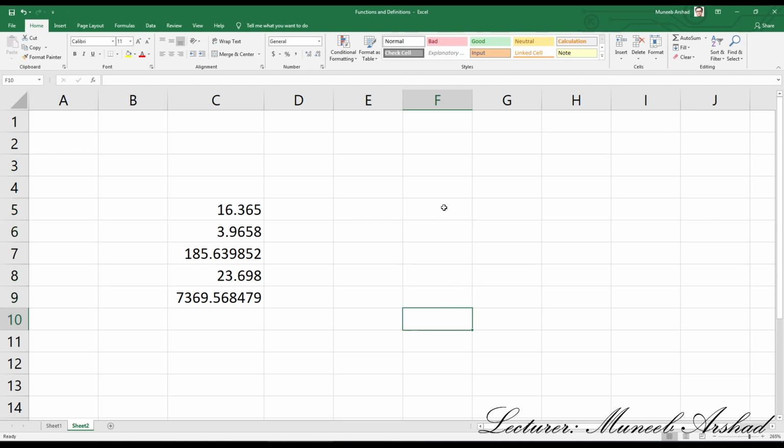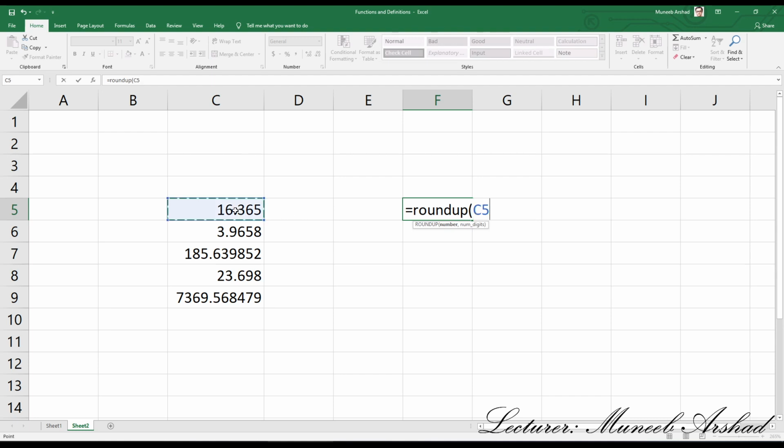Let's talk about round up. As we saw, when we applied round down to 16.365, the answer came out to be 16. And this is exactly what math says, that if we are to round this figure to a whole number, it will keep it at 16 and not 17. But in the case of round up, this will forcefully round the figure up to the next figure. The number of digits we have specified is 0. That means this figure is going to be rounded up to a whole number, 0 decimal places. So the answer comes out to be 17, right?